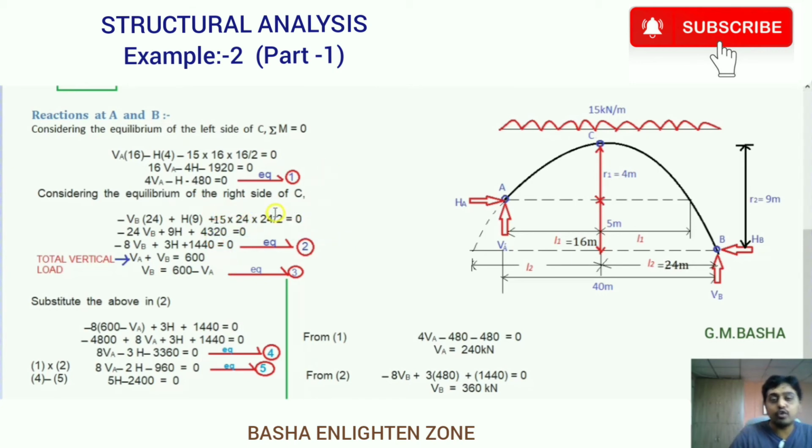Okay, 15 into 24 into 24 by 2. If you simplify this one, you can keep like this also and simplify both equation 1 and 2 by using your calculators. You will get the unknowns VA and H value. So what I am saying means, if you keep the value like that and you simplify by using your scientific calculators in that equation solving two unknowns, you will get both VA and H value directly without any manual multiplication.